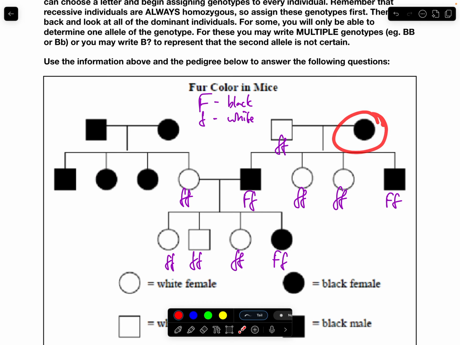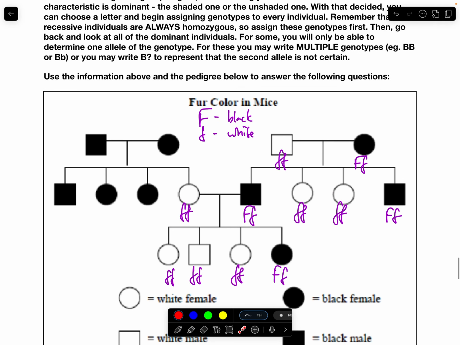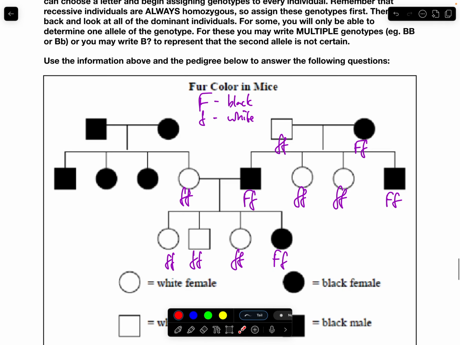This mouse was black, but it had recessive or white kids. It must have the small f in it, because if it was capital F, all of these kids would have capital F and none of them would be white. So the last one's here. We cannot tell anything about these guys. We can tell something about these. Why? Because these parents had a mouse that had white fur, and they were both black, so they must have been mixed.